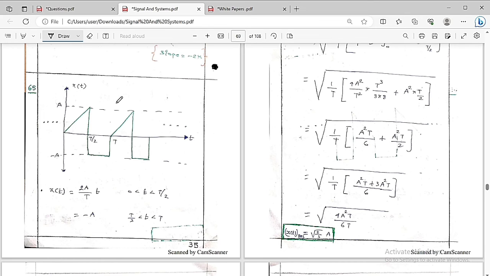So we have to find what is the RMS value of the signal. Basically, in the given time period T, I want to write the expression of the signal x of t. What is the slope here? Here the height is A, here it is T by 2. So what is the slope?